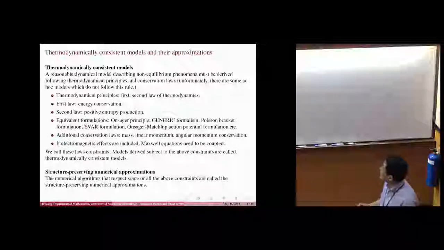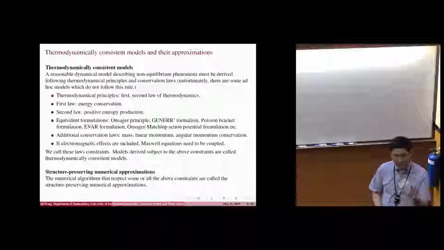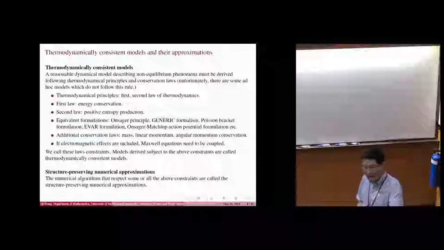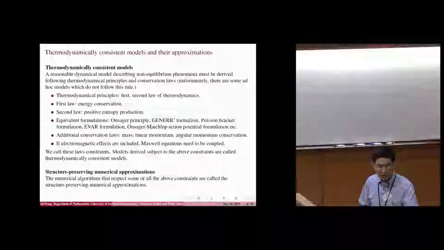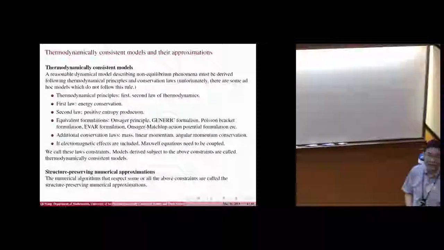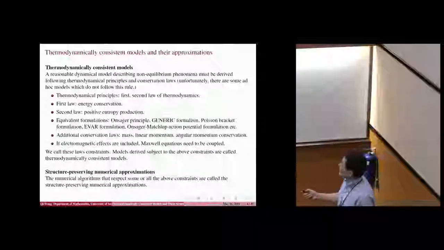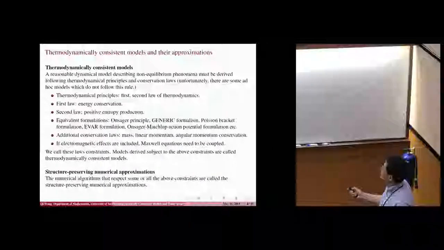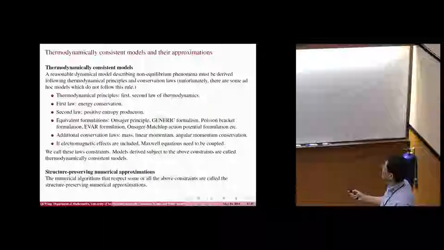Okay. So therefore, the second law most of the time is phrased as a positive entropy production. In other words, if your system is relaxing back to the equilibrium, during this process your entropy is supposed to increase, not decrease. Okay, so that's the second law in terms of the Clausius-Duhem inequality, right? And there are many equivalent formalisms or formulations. So Onsager principle, I'm going to define clearly what it is. And there's also a generic formalism.